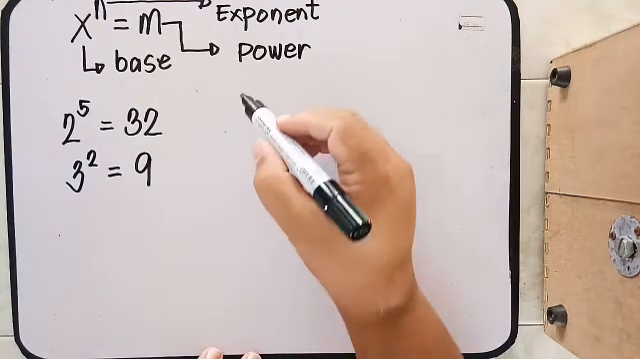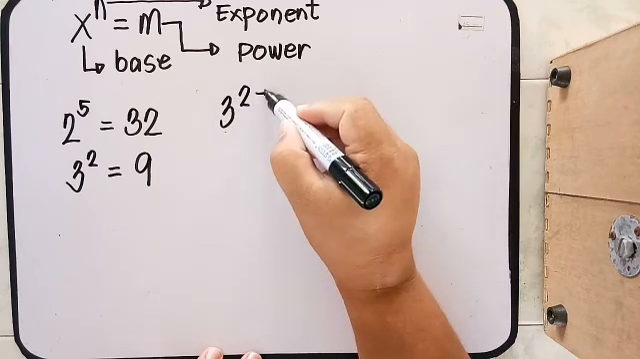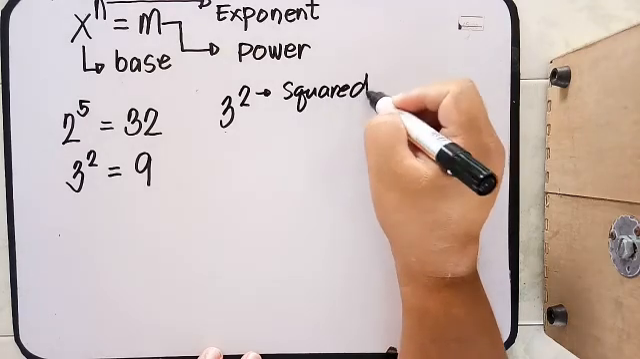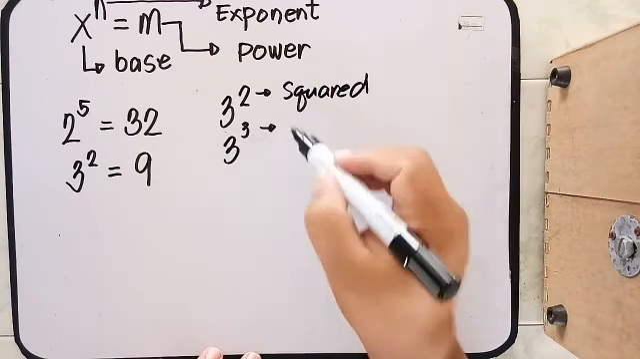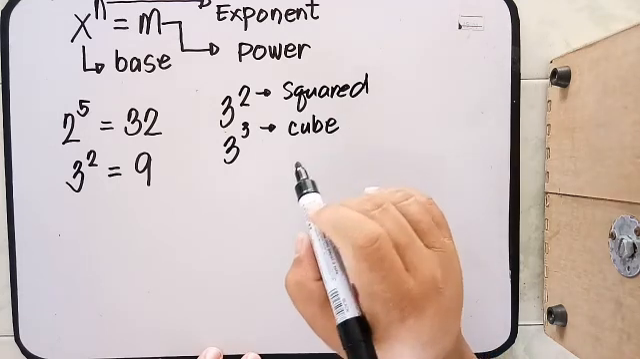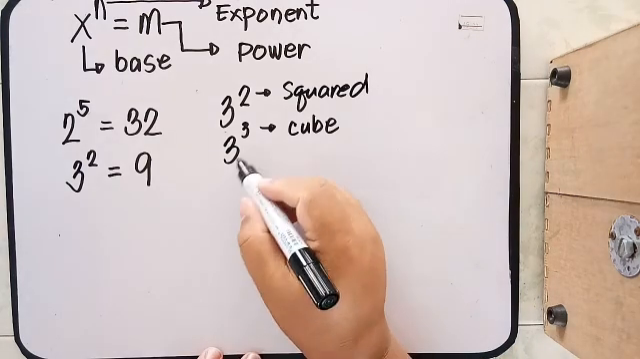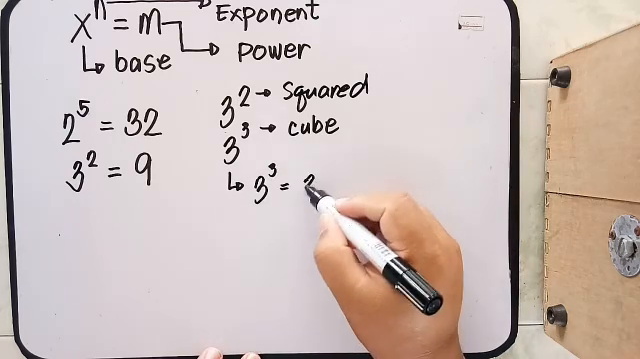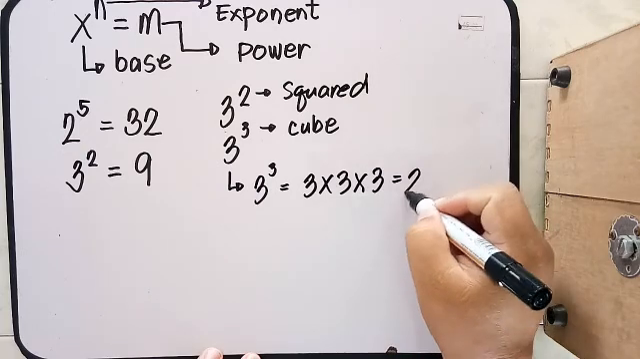Okay. Now, in case for the exponent 2, pronounced as squared. Kaya pag binasa yan, 3 squared. What about this one? 3 to the exponent 3, they utter as cube. 3 cube. Sabi natin, the exponent tells us how many times we're going to multiply the base by itself. Let's say, in this case, 3 cube is equals to 3 times 3 times 3. And it will give you 27.